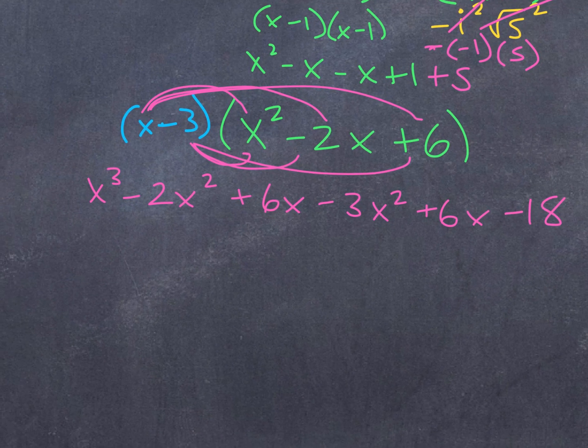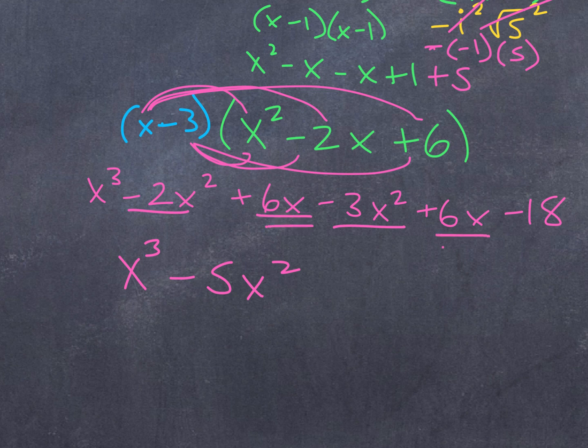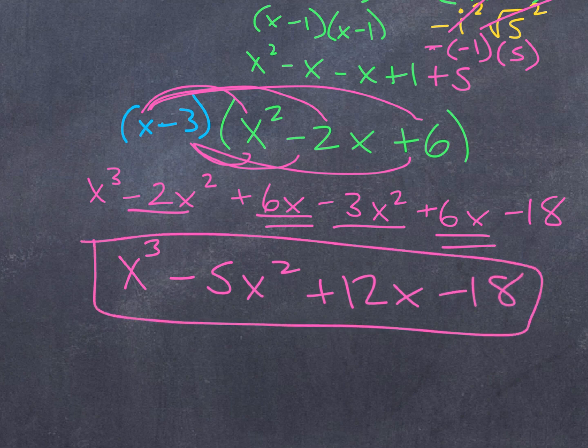Last step is we want to combine our like terms. So we start with x cubed, then negative 2x squared minus 3x squared would be minus 5x squared, 6x plus 6x, 12x, and then minus 18. So that would be our answer.